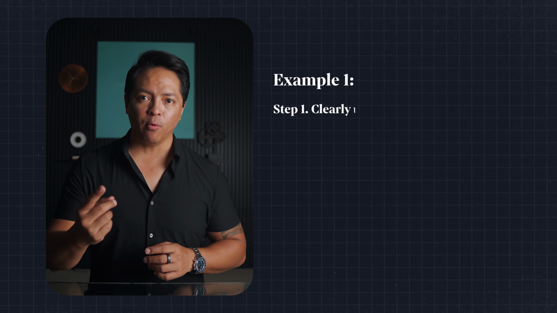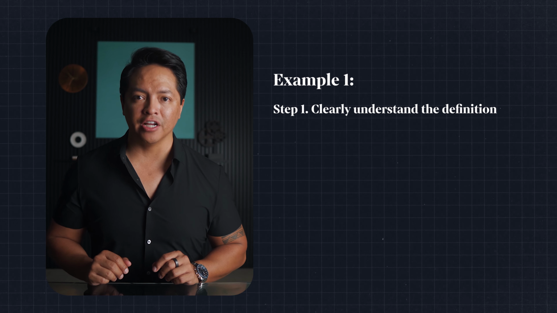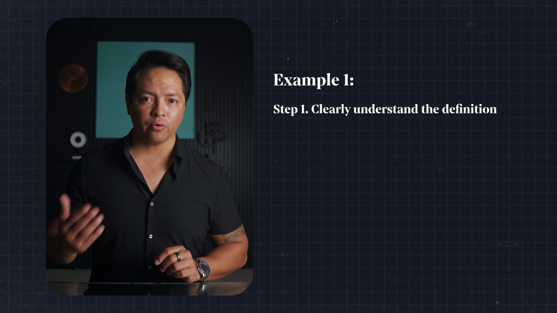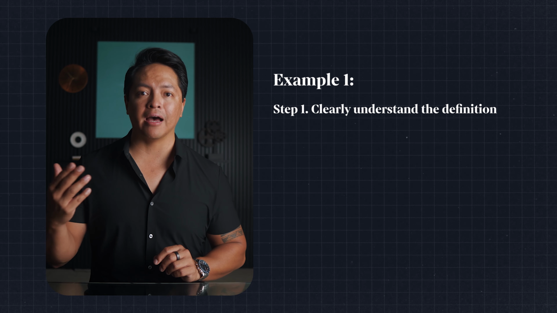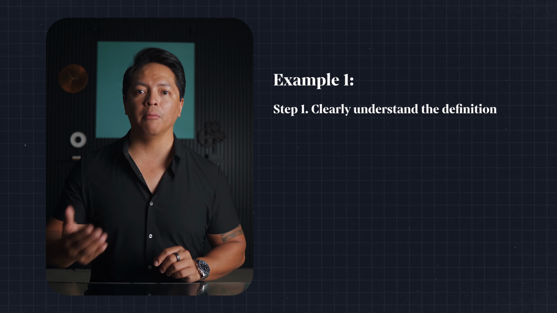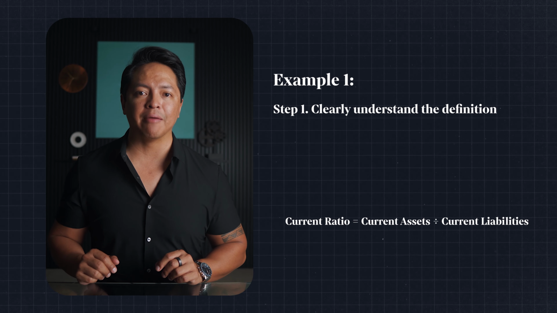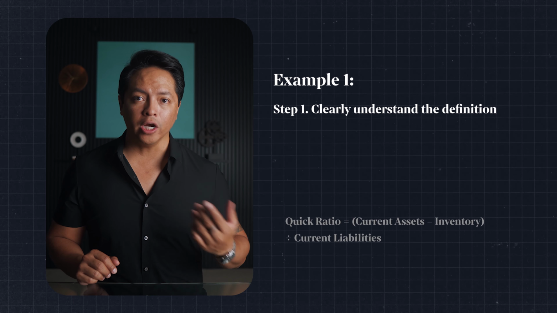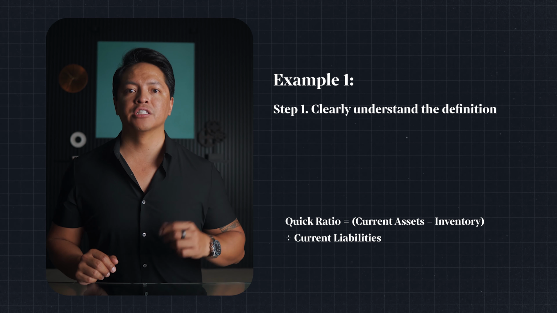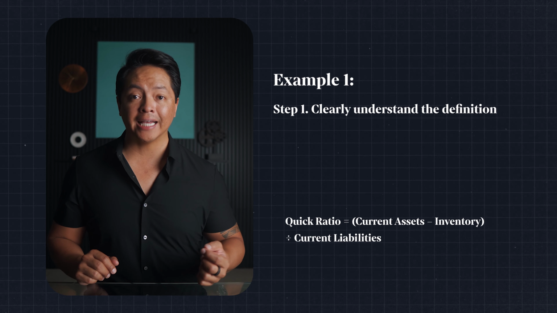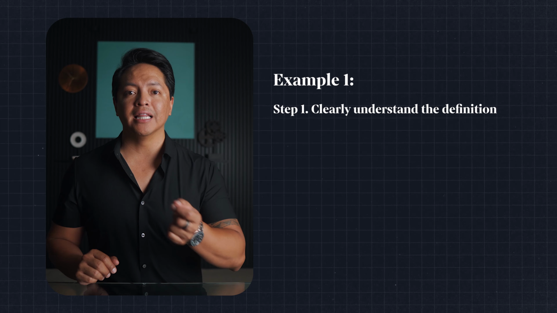Example 1. Step 1. Clearly understand the definitions. For example, the current ratio measures a company's ability to pay short-term obligations. It equals current assets divided by current liabilities. Meanwhile, the quick ratio is more conservative, excluding inventory from current assets, showing immediate liquidity.